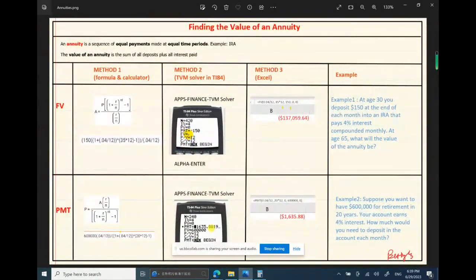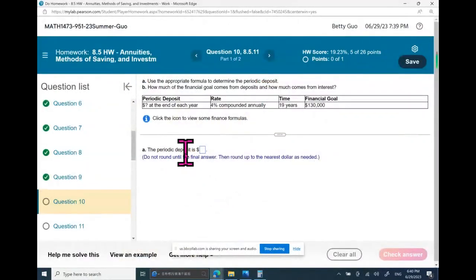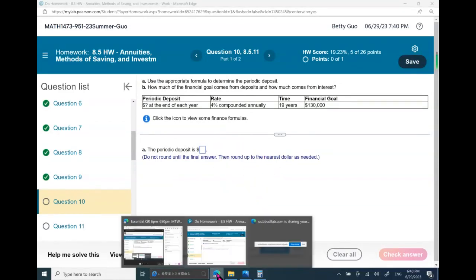So this question is about finding the periodic payment, or periodic deposit. Let me write down this information. Please do the same. I'm taking a picture on my phone so I can see it. What we have is the annual interest rate compounded annually, time in years 19, and the financial goal of $130,000 in 19 years. That's how much money we want to have. Make sure you have this information, and I'm going to share my calculator.